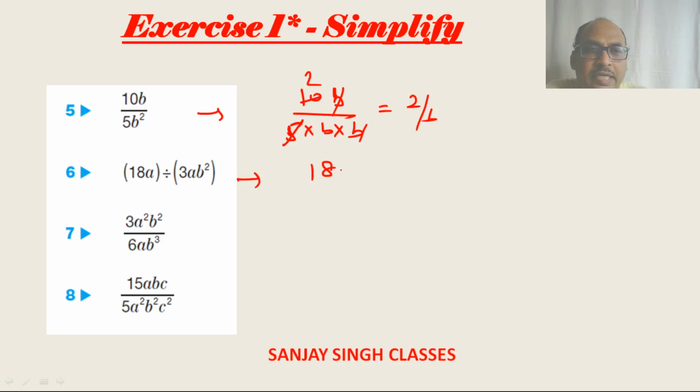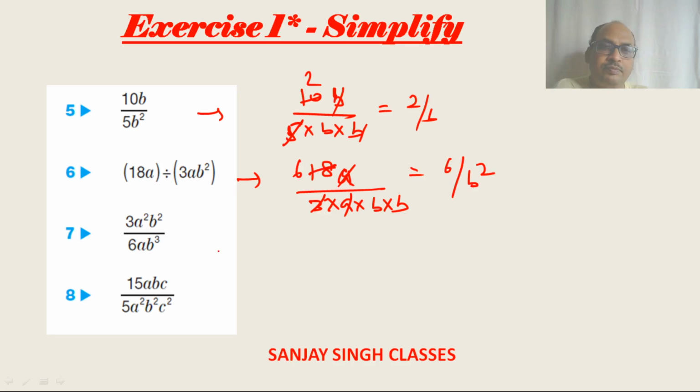Now this one 18a by, now 3ab whole square is there. 3ab whole square means 3 square, a square. Oh, sorry, it is not whole square. 3ab square only. So 3 into a into b into b. So a has got cancelled, 3 6 and it is giving to us as 6 by b square.